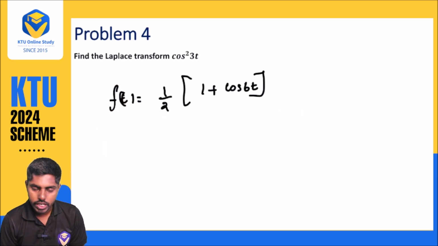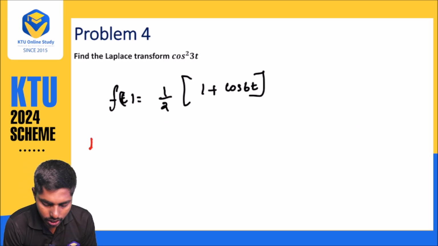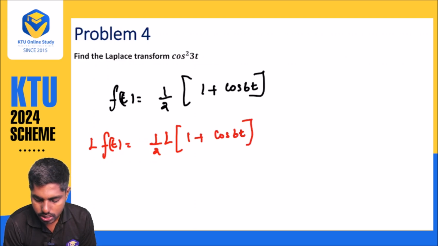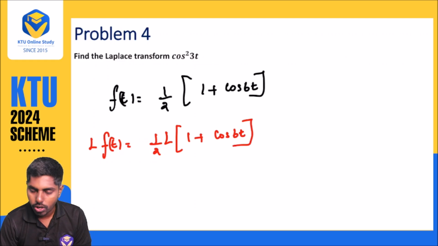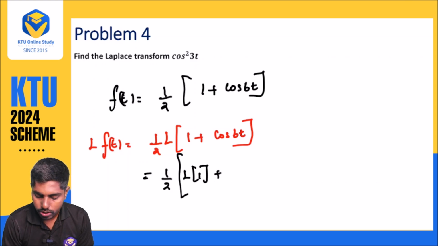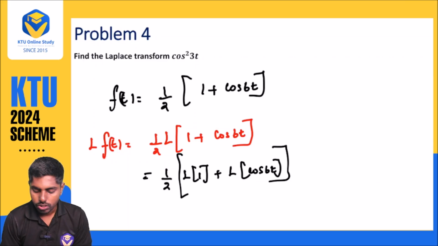Now what is the question they have asked? Find the Laplace transform. So L of f of t is equal to 1 by 2 into L of 1 plus cos 6t. This is what they have asked. We know the linear property formula: 1 by 2 is common, L of 1 plus L of cos 6t.